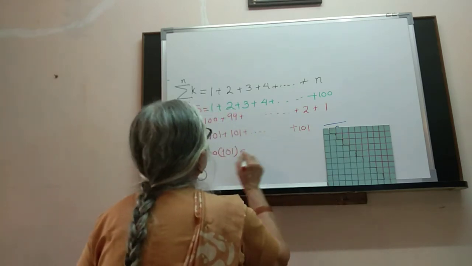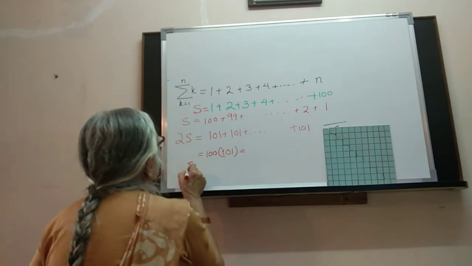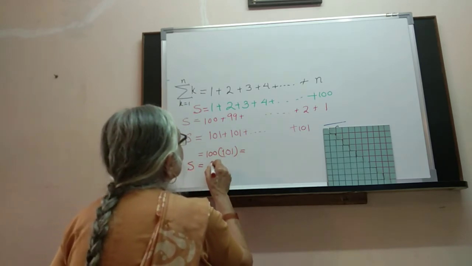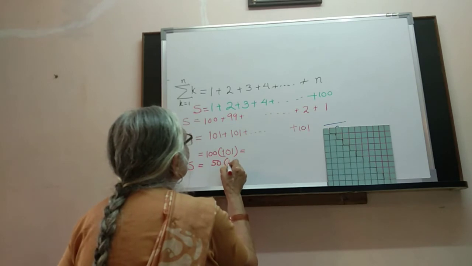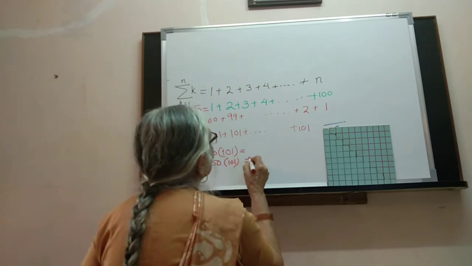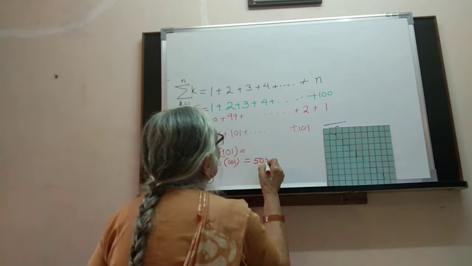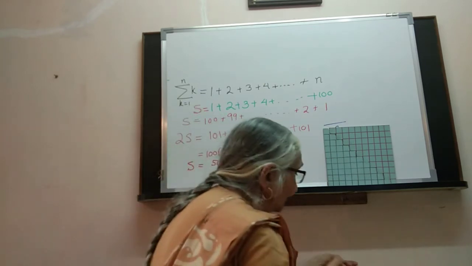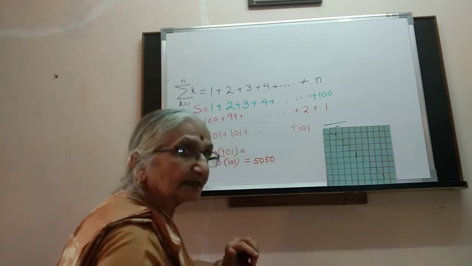This will be, we'll take it afterwards. Therefore, S is equal to half of this. It is 50 into 101 because it is upon 2, and that will make it 5050.